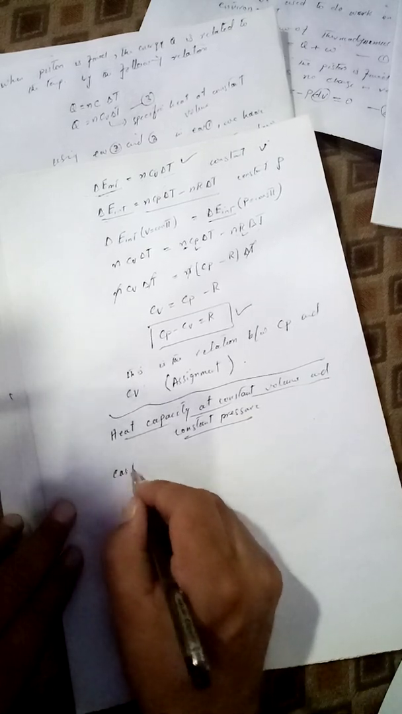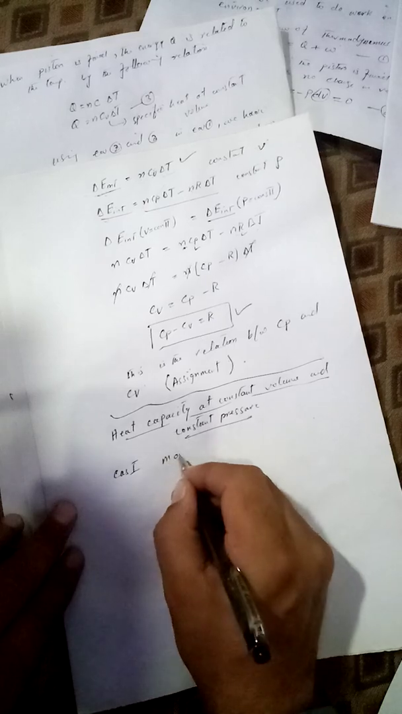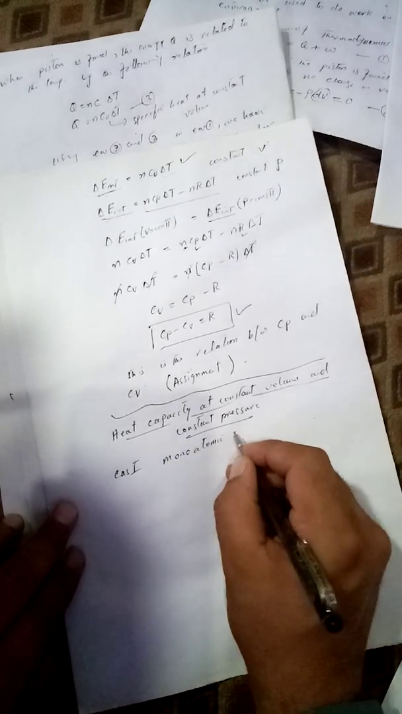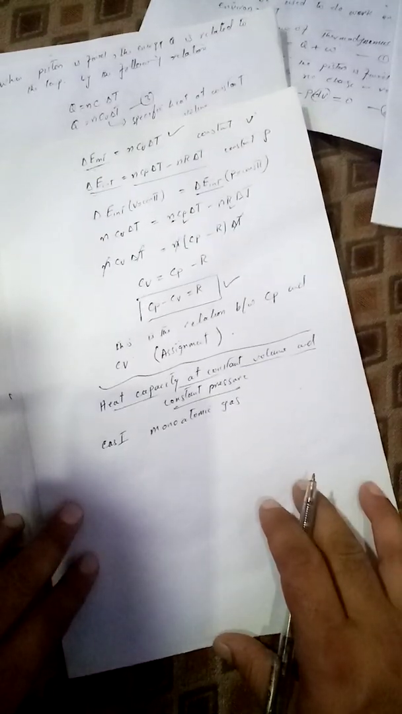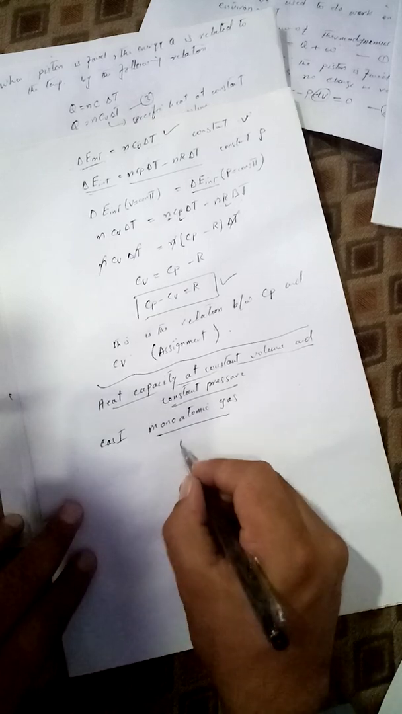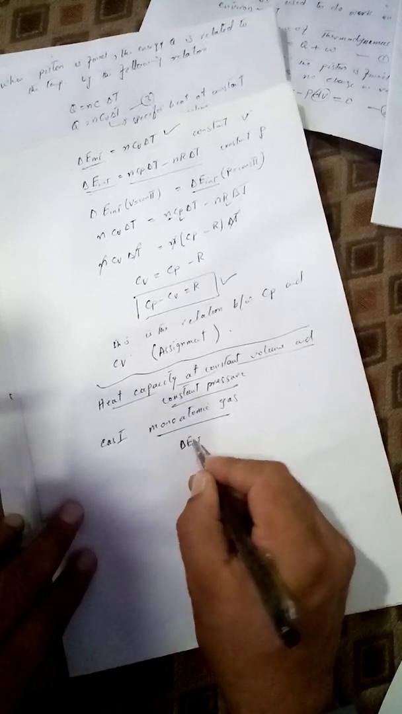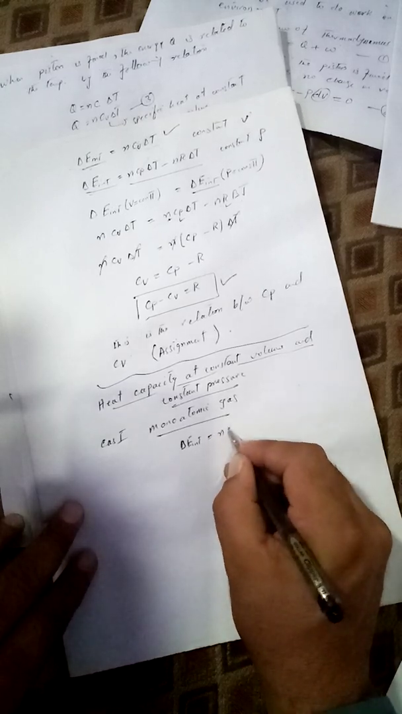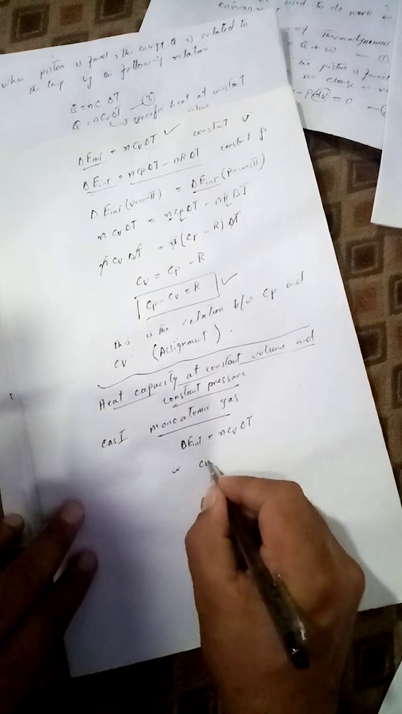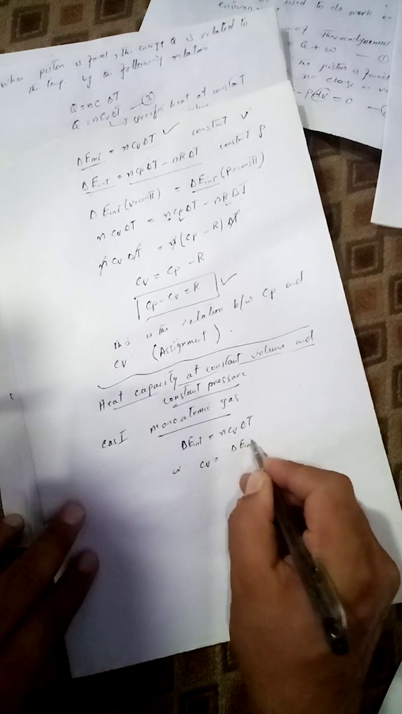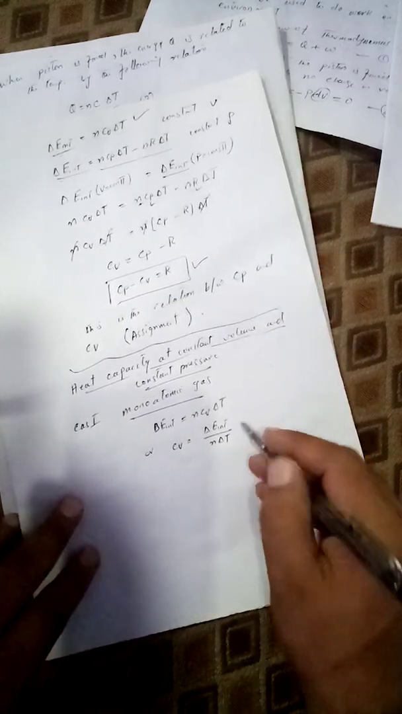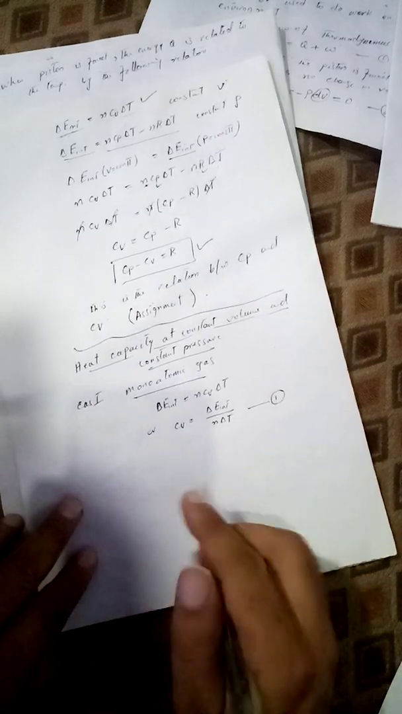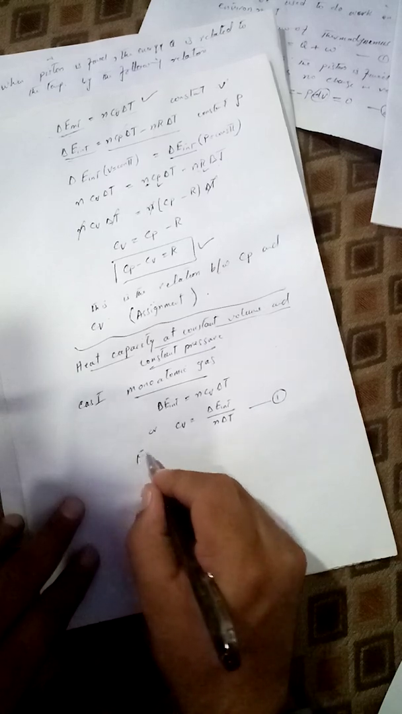We consider case 1 first, and case 1 is for monoatomic gas, like oxygen, hydrogen, etc. Now we know that the change in internal energy, delta E internal, at constant volume is nCv delta T. Or we can write Cv is equal to the change in internal energy delta E internal divided by n delta T. Now this is equation number 1, and we already derived this for monoatomic gas.